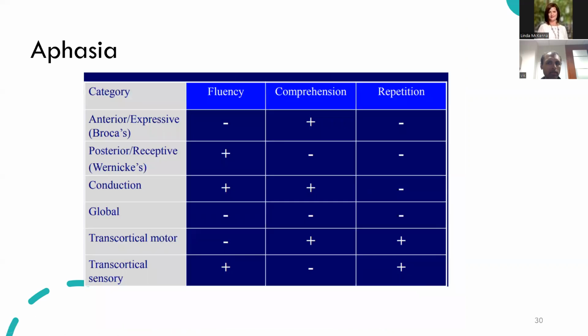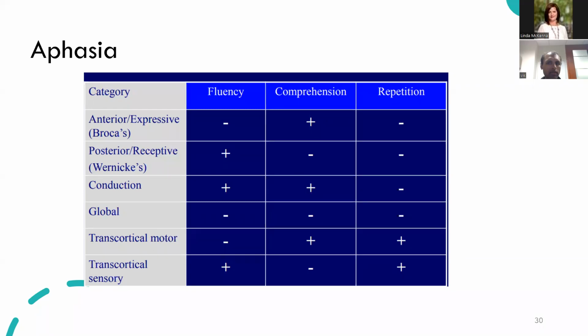I think with MCA syndromes, it's important to understand aphasia. Aphasia is broken down in numerous ways, but I think of it as basically three primary components: fluency, comprehension, and repetition. Based on the aphasia you have, different aspects of this triad are going to be impacted. If it's an anterior or expressive aphasia, involving Broca's area, you're going to have intact comprehension, but no fluency and an inability to repeat.